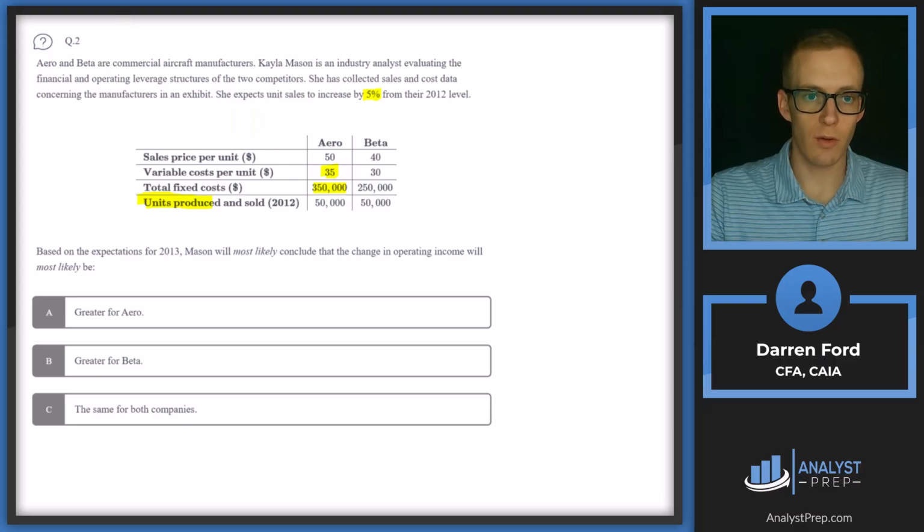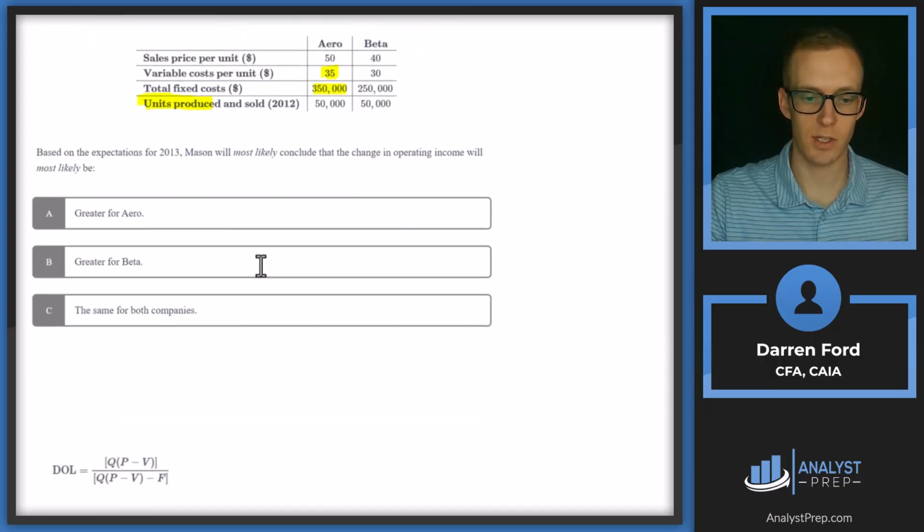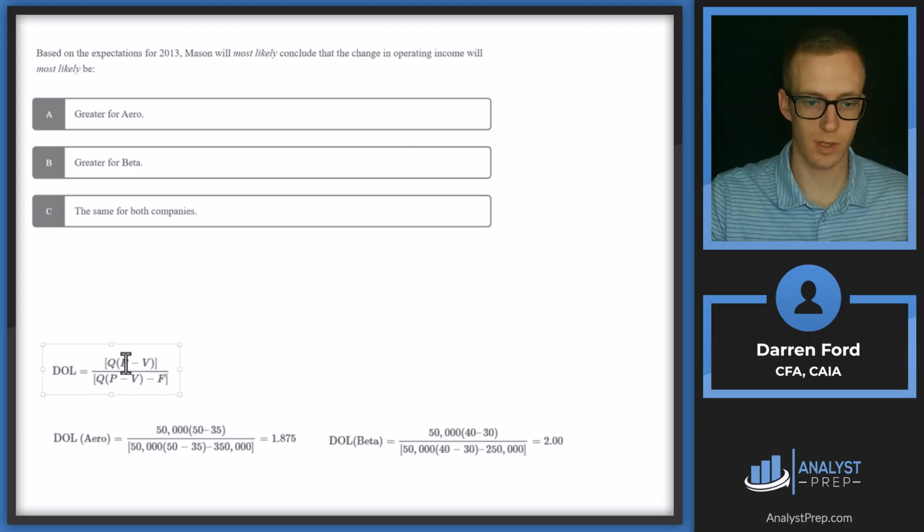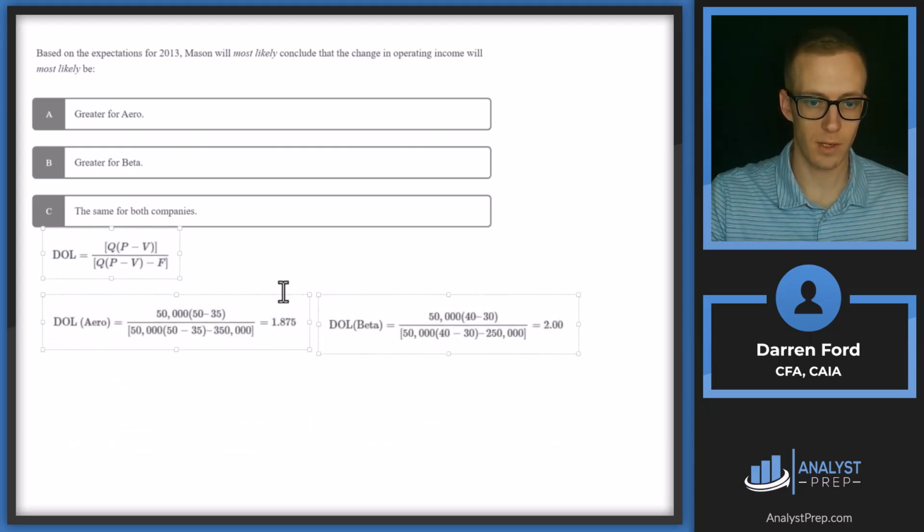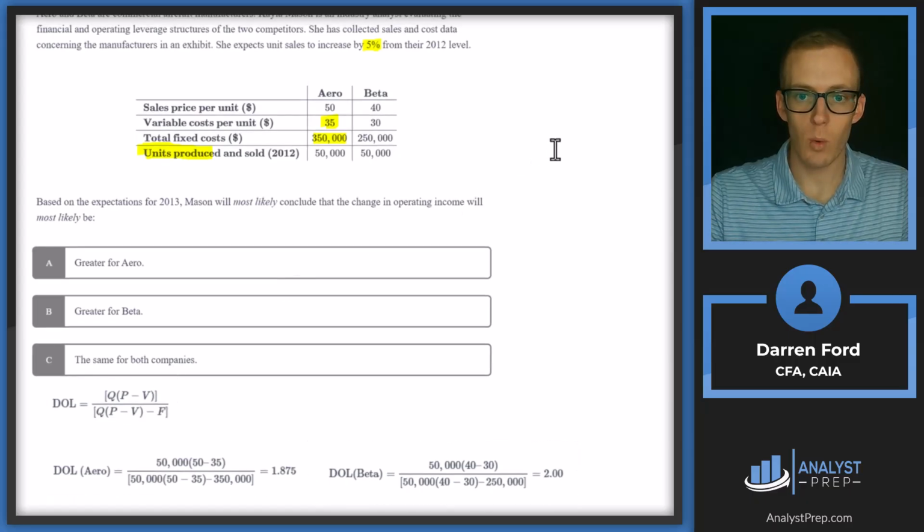So to solve this problem, there's kind of two ways we can go about it. I'll show you the quicker way, which I think is how the CFA would probably prefer you to look at it. That's going to be looking at degree of operating leverage. So I'm just going to scroll down here. I have the formulas. I'll pull these up a little bit and then we can look at these. So we're going to be looking at the degree of operating leverage.